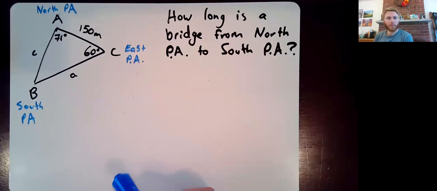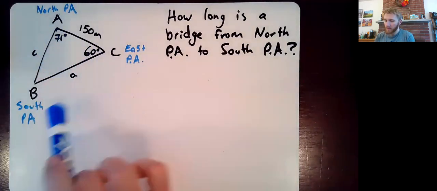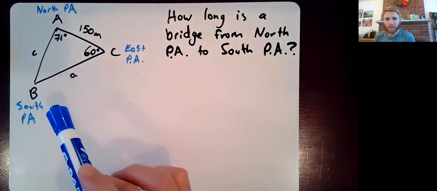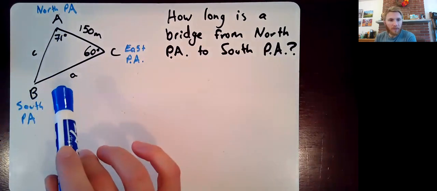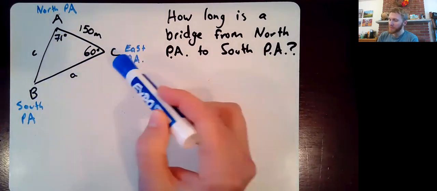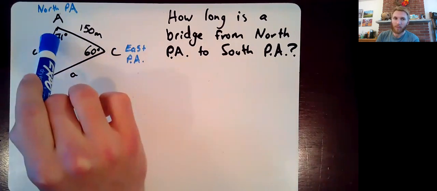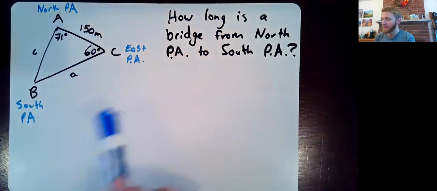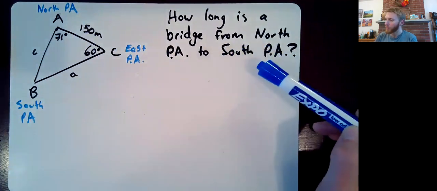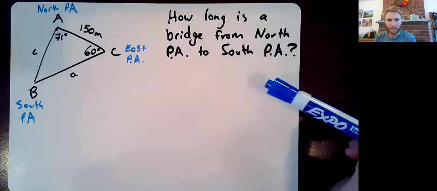In this next example, I'm given a lake in the middle of three picnic areas, north, east, and south picnic areas, and a surveyor, someone who comes in to measure things to determine materials needed to build new objects, comes in and measures the angle at east picnic area to be 60 degrees, 71 degrees up here, and 150 is the distance between them. The question is, if we want to build a bridge from north picnic area to south picnic area, how long would it have to be?